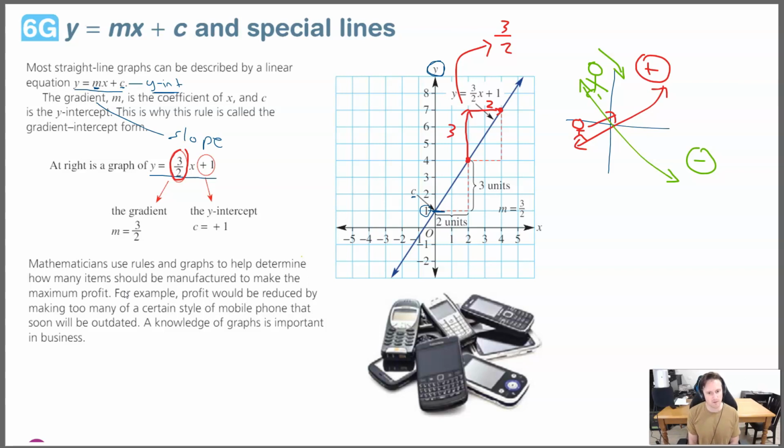For example, profit would be reduced by making too many of a certain style of mobile phone that will soon be outdated. A knowledge of graphs is important in business. So essentially, we can create rules to predict, like financial models for best practice in business. Because if we stick with the phone example, if a business makes too many phones and can't sell them all, they're wasting money.